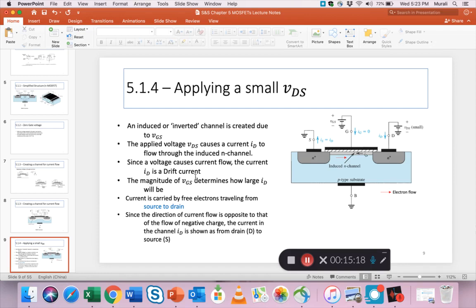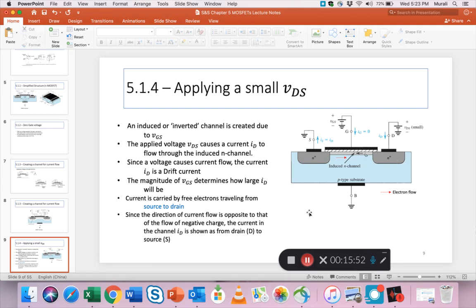The magnitude of VGS determines how large ID will be. So, this gate to source voltage actually determines the magnitude of ID by and large. Okay. Current is carried by free electrons traveling from source to drain. So the current is actually because of free electrons going in that direction. I put this red arrow electron flow to tell you that electrons in an NMOS type device are actually flowing from source to drain. Okay.